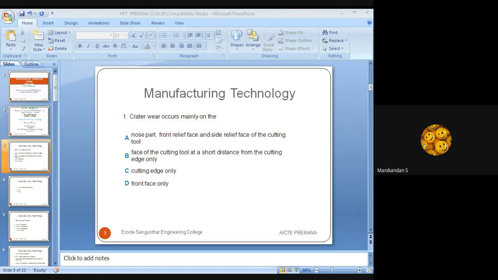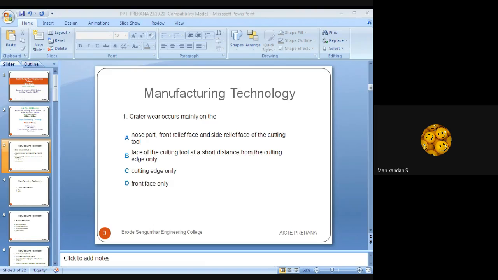only, because when cutting action takes place, due to shearing action, the chip will flow outwards, and after some time, due to self weight, it will fall again because wearing takes place at a certain distance. That's why we decide that the face of the cutting tool at the shortest distance from the cutting edge only is the correct option, because crater wear occurs only in brittle material. Crater wear means the material diffuses from the tool face. It creates friction between the surface and the chip.